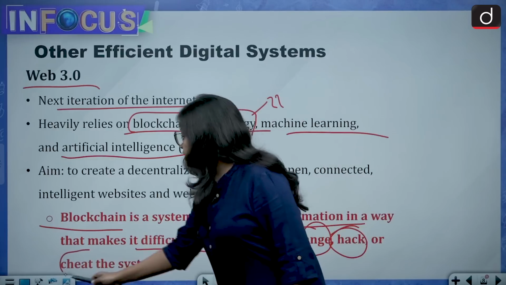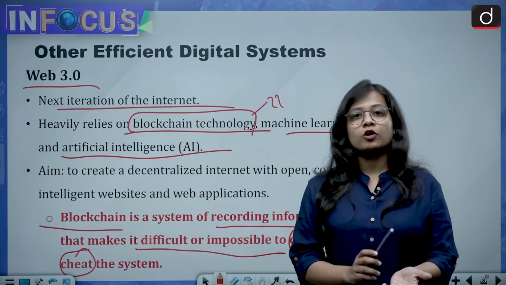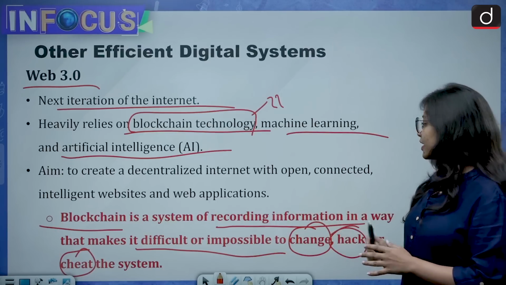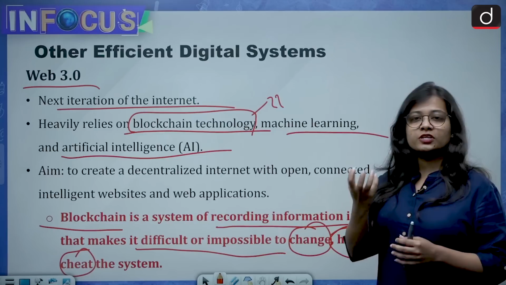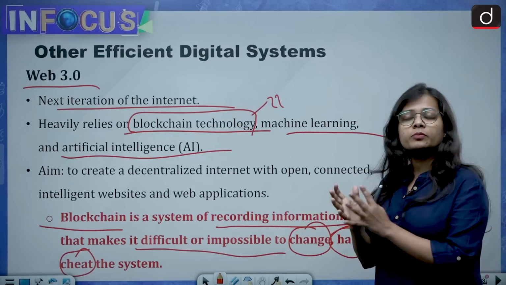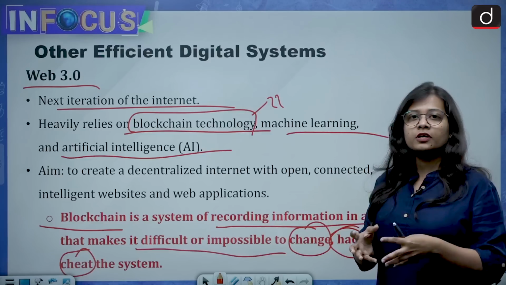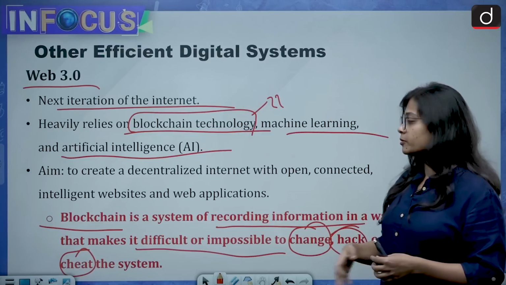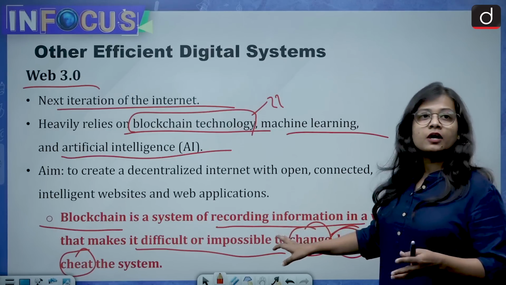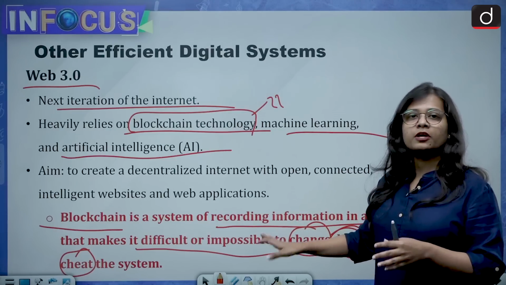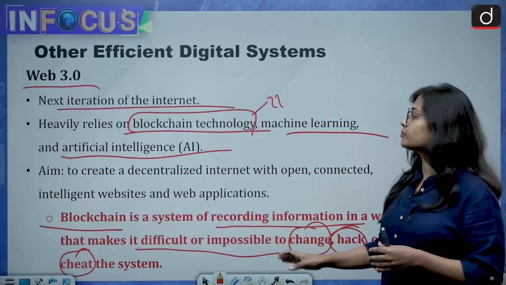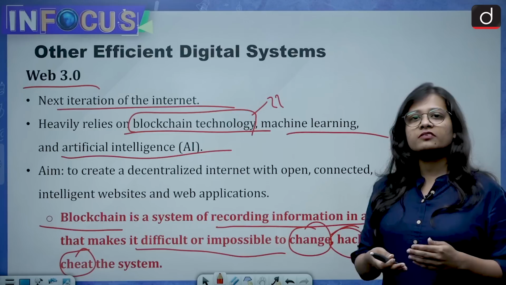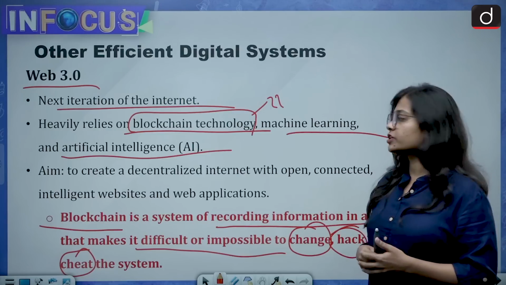or cheat the system. So see, blockchain technology is becoming very much in the news. This is because it records information in such a way that it cannot be changed, and it becomes very difficult to hack the system or to manipulate the information. Because of this feature, that it cannot be changed, this is becoming very relevant in today's time. So Web 3.0 is also based on blockchain technologies, and cryptocurrencies are also based on blockchain technology.